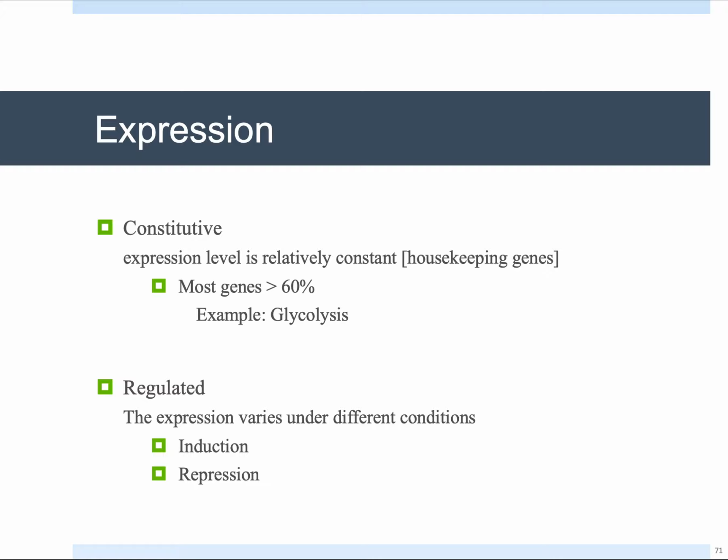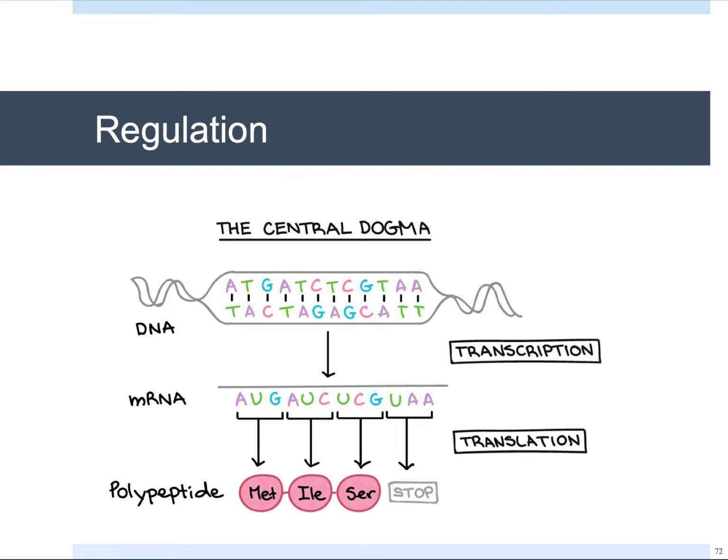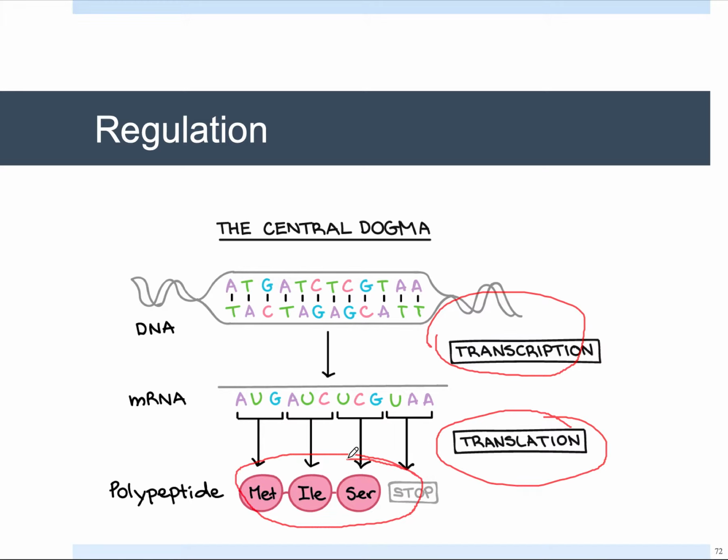And then you have regulated genes. And so these genes are expressed based on the circumstance, based on conditions that are present in the environment, in the cellular environment. They may be induced or they may be expressed based on the needs of the cells. And so the process of gene regulation governs transcription and translation.